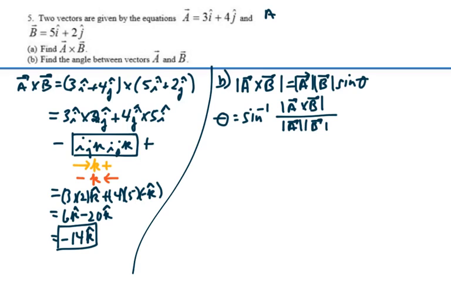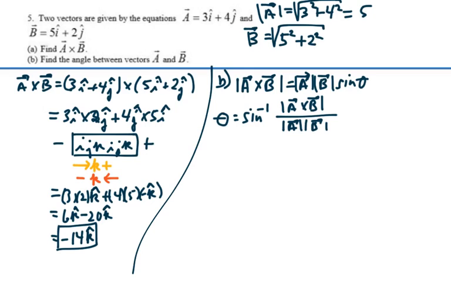The magnitude of A is going to be 3 squared plus 4 squared, square root. Magnitude of our two component vectors, square root, that's going to be 5. And the magnitude of B is going to be 5 squared plus 2 squared, square root, which would be the square root of 29, which is 5.39.